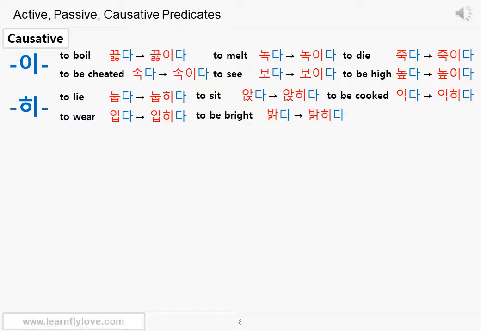To be bright. When you want to say something such as a future is bright, you use the active form 밝다.